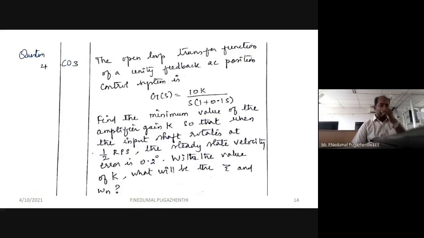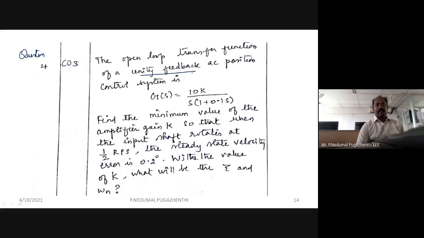Okay, this is problem number 4. It seems to have a lot of information, but it's actually very simple. After reading the statement and discussion, you will feel that this is again another very simple problem. So the open loop transfer function of a unity feedback system.